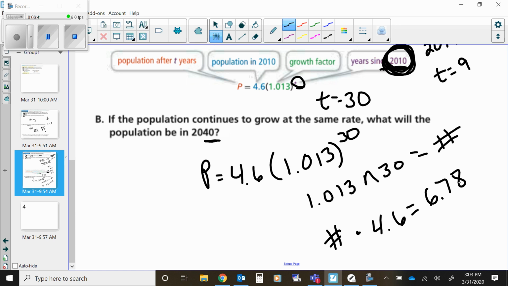And if you do that, you should get 6.78. But remember, that's in millions. So that's 6.78 million, or 6,780,000. That would be the real answer of how many people.